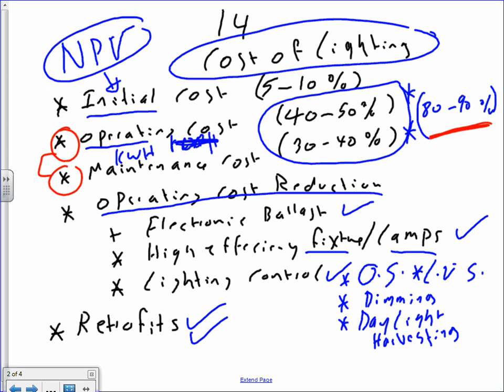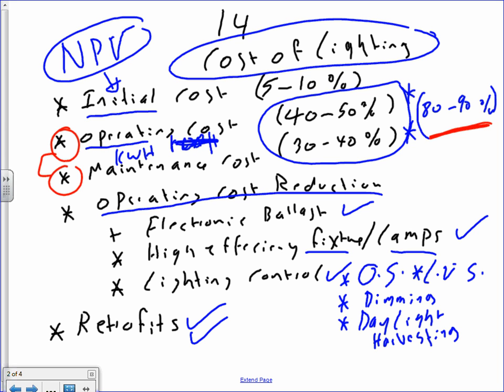Now, you and I agree that 80% to 90% of the overall cost of the fixture is going to be dollars from operating and maintaining the fixture. Because of that, the only thing I can play with is the operating cost reduction. The initial cost is set by the manufacturer. Aaron, if you set the price for this fixture based on the market at $100, I might be able to get a discount from you, but that's about it for the initial cost.